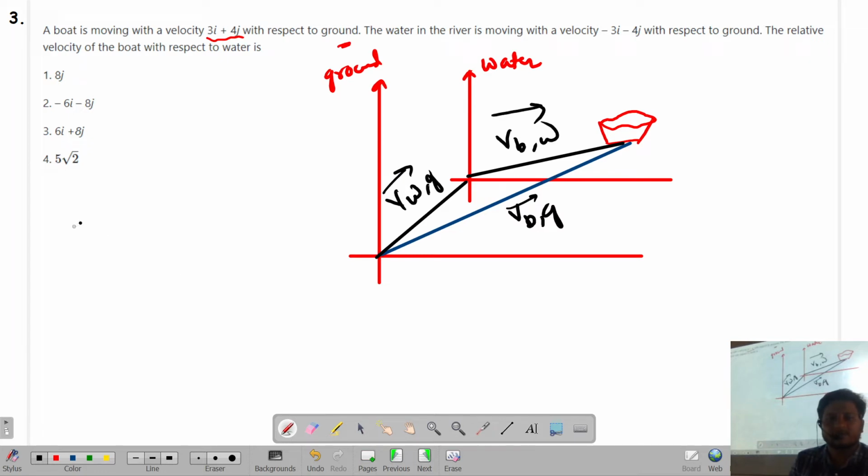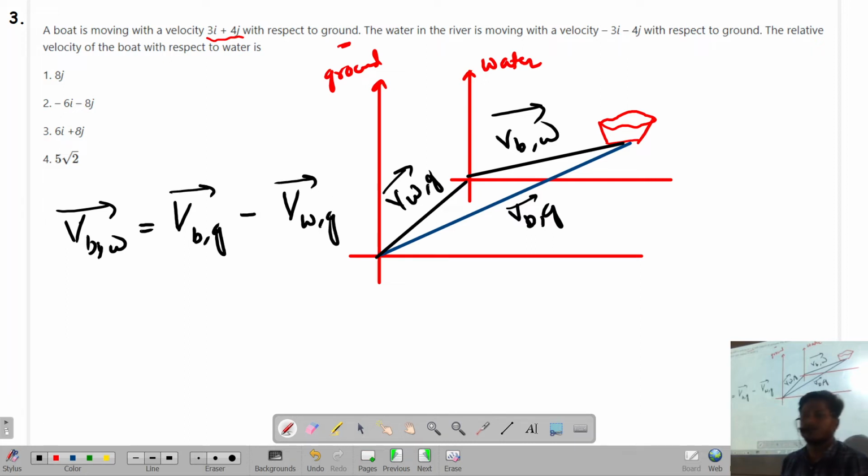What will be that equation? The velocity of boat with respect to water is going to be the velocity of boat with respect to ground minus the velocity of water with respect to ground. Look over here, this is this arrow and this is this arrow. This resultant will be equal to the sum of these two vectors. So I can write one of the vectors as the resultant vector minus the other vector. Got it or not?